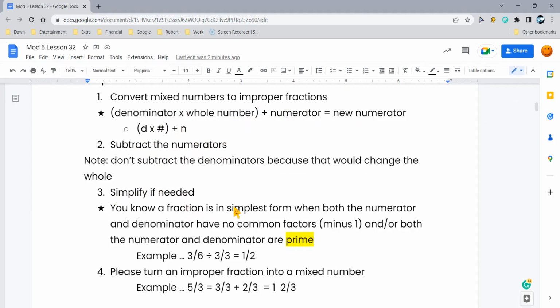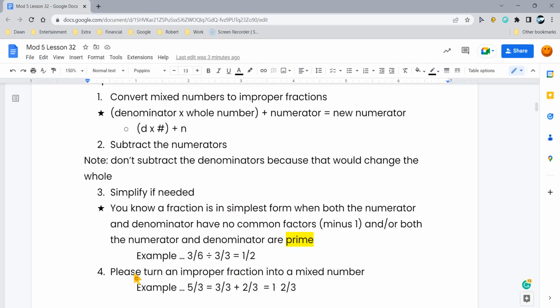We need to make sure the fraction's in its simplest form. And that means we have no common factors, or both numerator and denominator are prime. Let's take this example. We have 3 over 6. We're going to divide it by 3 over 3 because I see that I can pull a 3 out of 3 and a 3 out of 6. And I can pull 1 three out of 3 and 2 threes out of 6 to get a half.